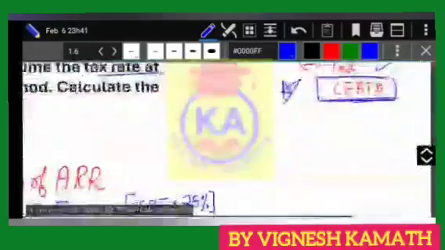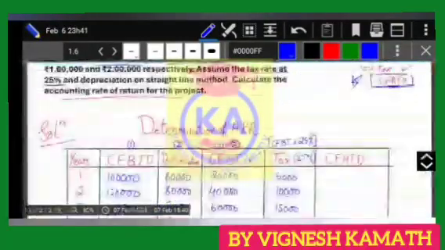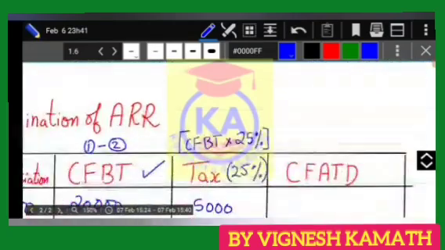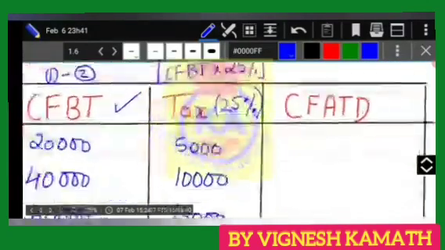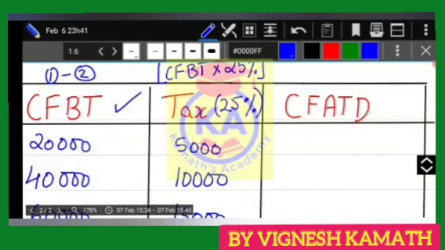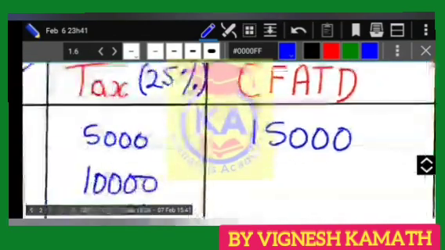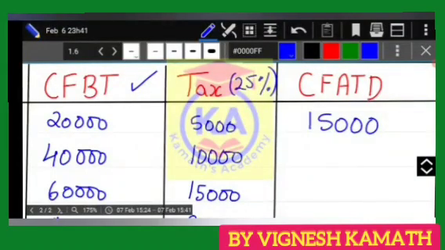Now you require CFATD. For that you have to deduct taxes from CFBT. CFBT minus taxes will give you CFATD. So this 20,000 minus 5,000, that is 15,000. Okay, so I have taught you the format earlier, so that you will understand very well, so that it will be easy for solving the problem. Unless you understand the format, you will not be able to solve it quickly.